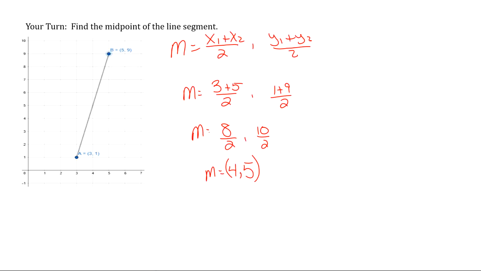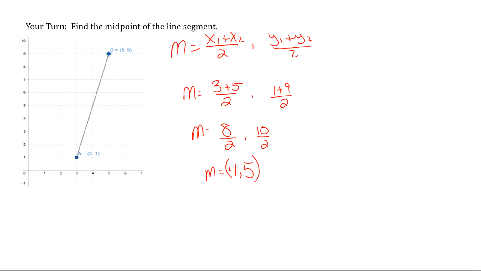Okay, so again, we should have added the x values, which are 3 and 5, so we end up with 8 over 2. So the x part of the coordinate would be 4. Again, we have 1 plus 9 in the y values, so it becomes 10 over 2, which is 5. So it's the actual same midpoint as our previous graph. It's just ended up being the same coordinate, just the graphs are different.